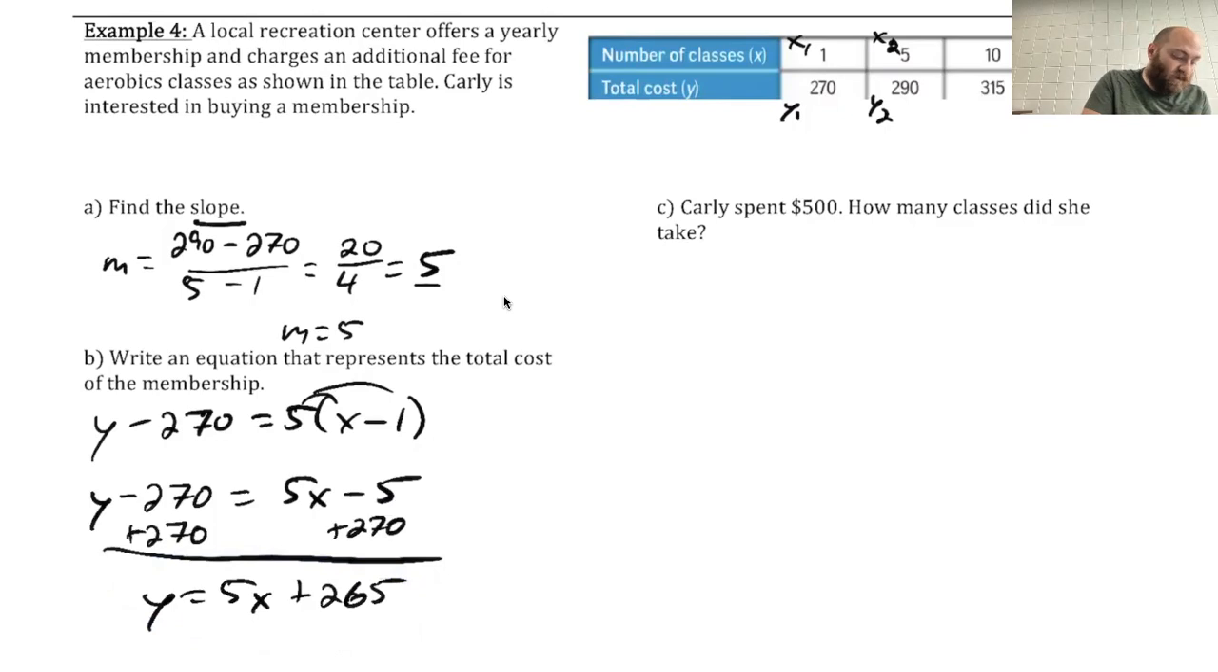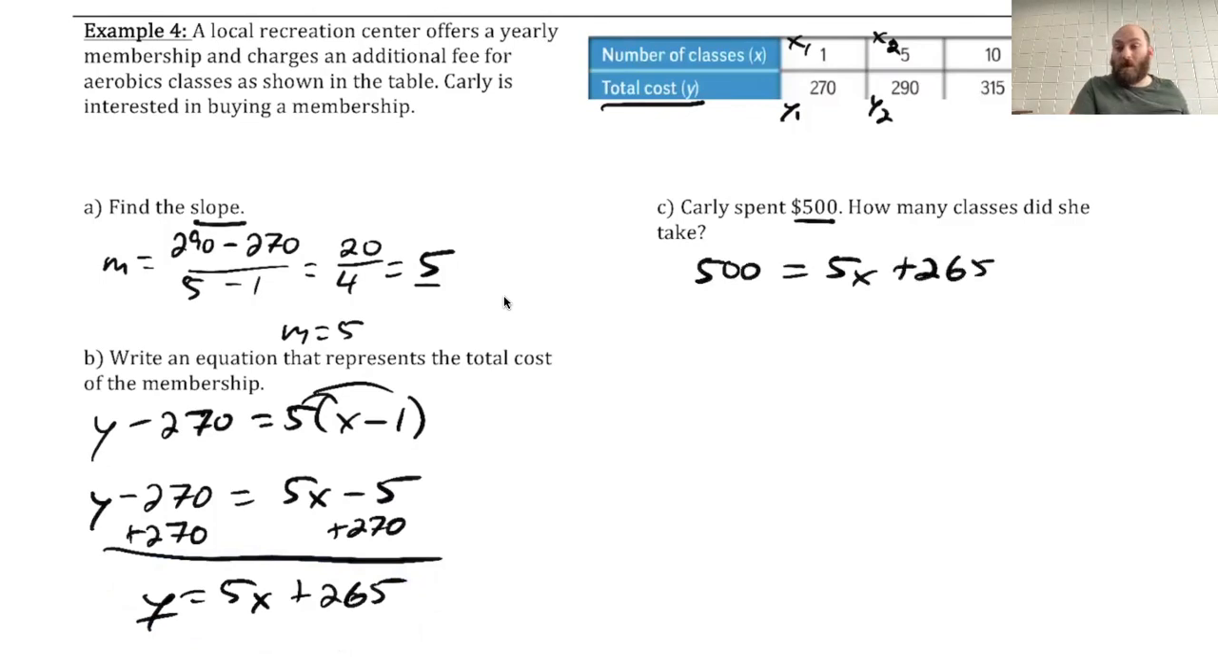Okay, so I'm going to use that equation. If she spent $500, remember that's total cost. So that is going to replace the y value here. So $500 is equal to 5x plus 265. And now we're just solving it backwards for x. So the context here is I want to find the number of classes based on spending $500. So I'm going to subtract 265 from both sides. Okay, so 500 minus 265 is going to give me 235.